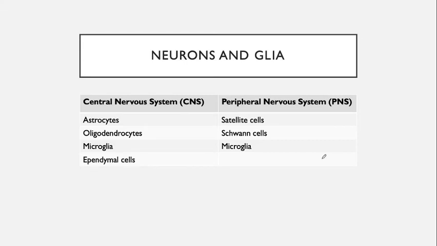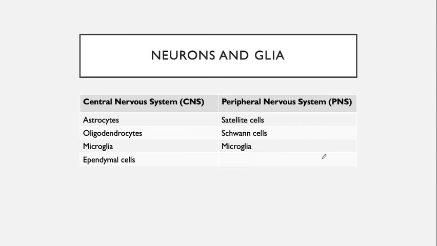So now let's talk about different types of cells. Neurons, being the most important cell in the central nervous system and the peripheral nervous system, need some help. And we have what we call glia. Glial cells are really the most important aspect that can potentially aid a neuron. In the central nervous system, we have astrocytes, oligodendrocytes, microglia, and ependymal cells. But in the peripheral nervous system, we have satellite cells, Schwann cells, and microglia.